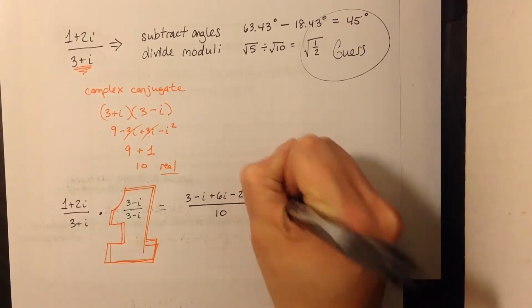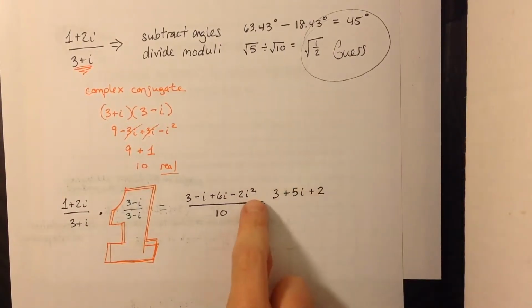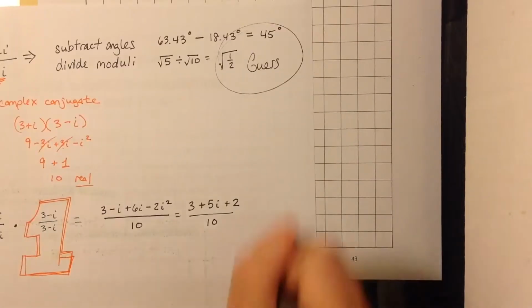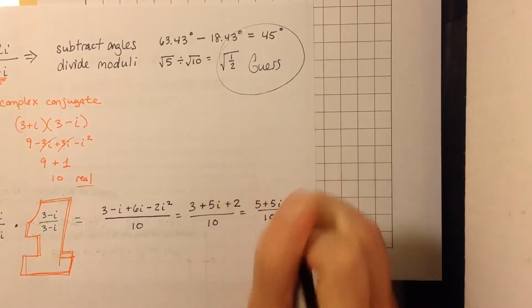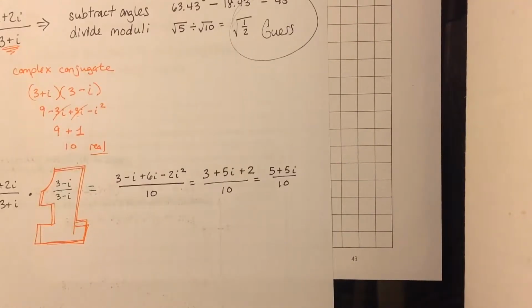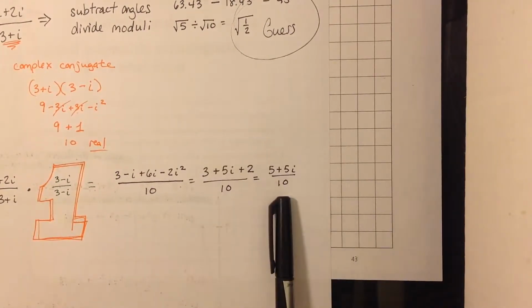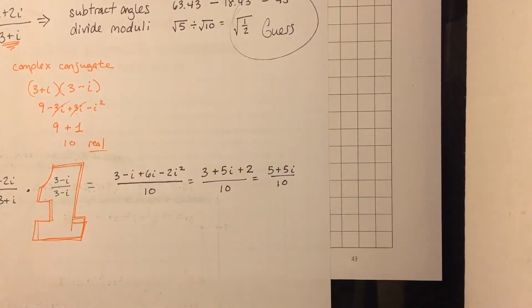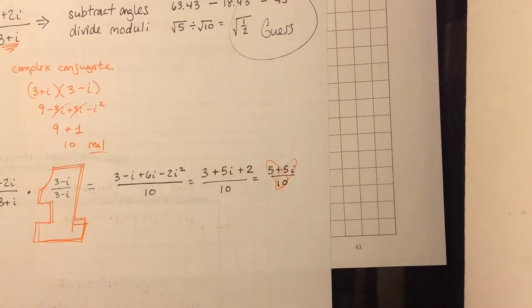I get 3 plus 5i plus 2, because the i squared becomes a negative 1. That's all over 10. So I get 5 plus 5i over 10. Now, because I have a sum divided by one thing, it's like I can divide both pieces. It's like I'm multiplying by 1/10 almost. So if I divide this out, divide it here, I get 1/2 plus 1/2 i.